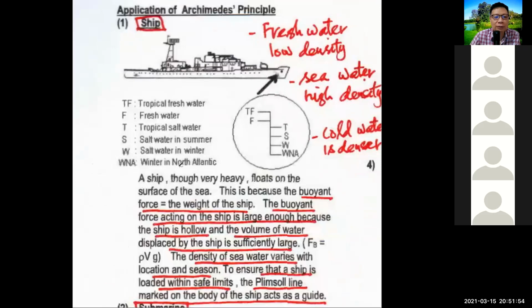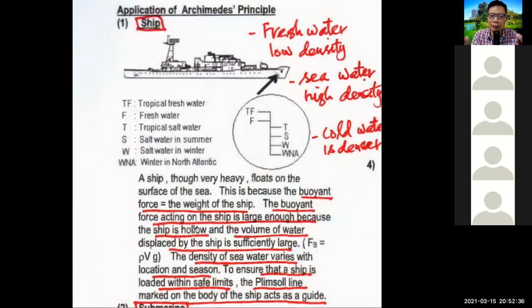A ship, though very heavy, floats on the surface of the sea. This is because the ship can float in the sea when the buoyant force equals the weight of the ship. So the ship is able to generate so much buoyant force to support itself. The buoyant force acting on the ship is large enough because the ship is hollow. I told you just now, right? In order to generate so much buoyant force to support the ship, it needs to displace so much water. How to displace so much water?